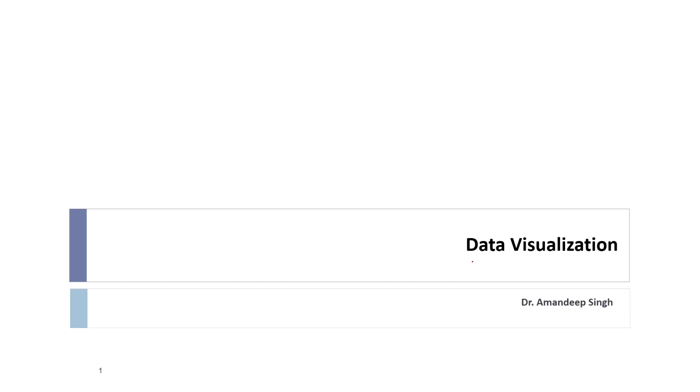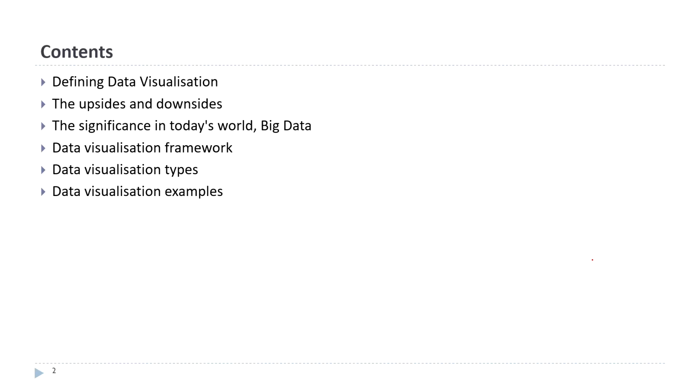Now, data visualization would be covered in this lecture, where we will be covering the definition of it, then some advantages and disadvantages. Yes, data visualization is used for multiple merits, but there could be certain demerits. Some points could be missed, and I will discuss that also. Then the significance of data visualization in Industry 4.0 or in today's world, that is big data, how this is being used to present the structured or useful form of it. Then the framework of data visualization, then visualization types and some examples.